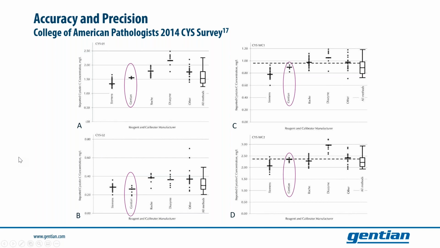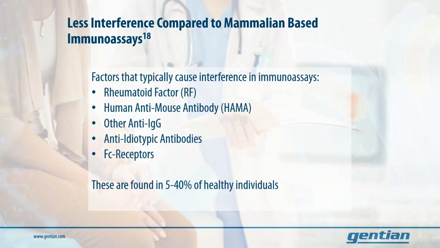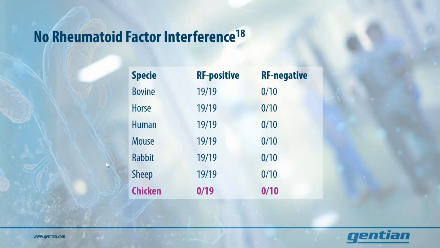The last thing I will talk about is interference. And one advantage of the Gentian immunoassay is that we see less interference compared to mammalian-based immunoassays. There are several things in those mammals that can contribute to interference, and the examples are listed here. Amongst others is rheumatoid factor.